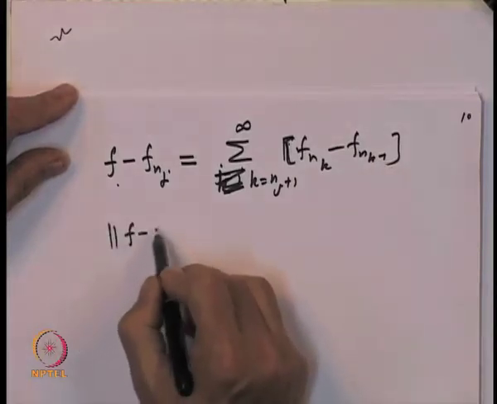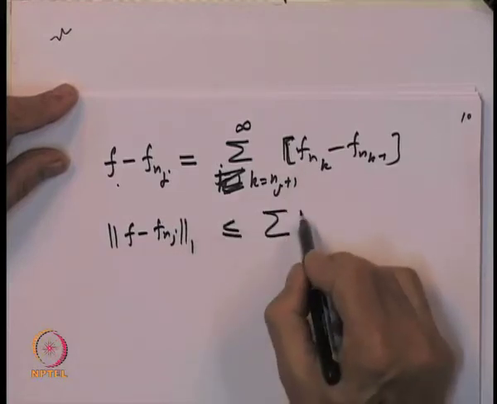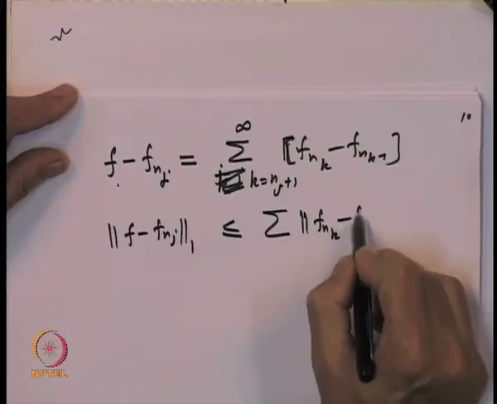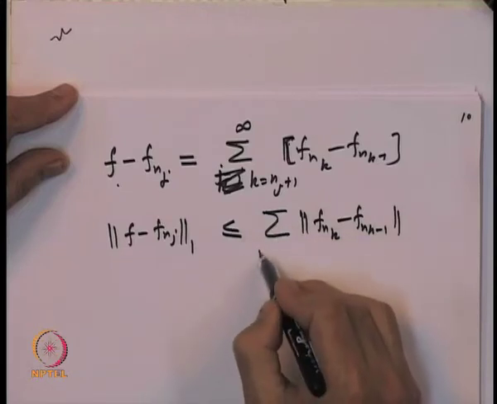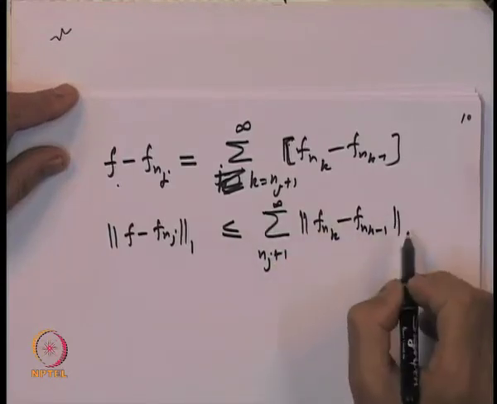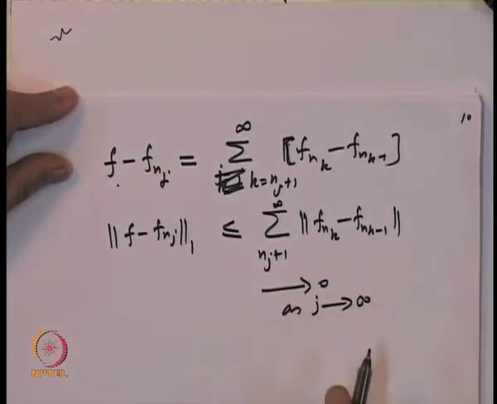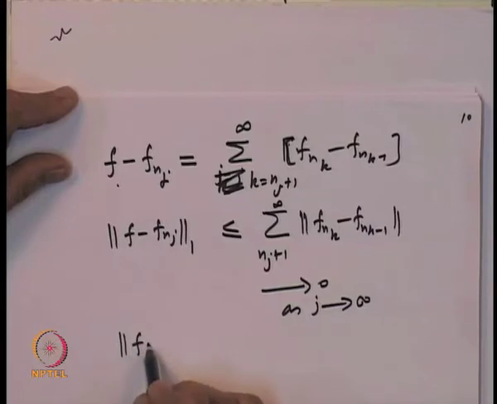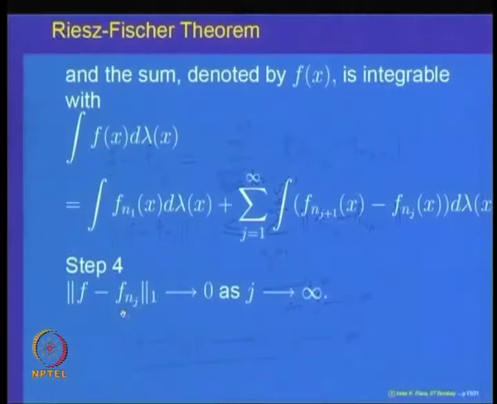So, the L1 norm of f minus f_{n_j} is going to be less than or equal to the summation of the norms of f_{n_k} minus f_{n_{k-1}} from k equal to n_j plus 1 onwards, and that is the tail of the convergent geometric series 1 over 2 to the power j. So, that goes to 0 as j goes to infinity. That will complete the proof that f minus f_{n_j} goes to 0 as j goes to infinity. So, that will prove that the subsequence f_{n_j} is convergent.